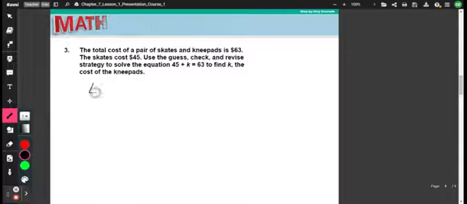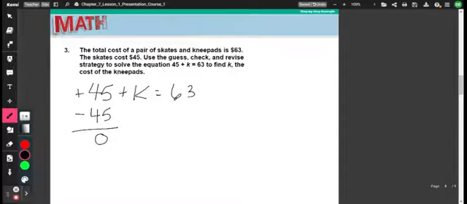So I'm going to do 45 plus k equals 63. I'm going to subtract 45 from both sides, because that's a positive 45, and 45 minus 45 is going to give us 0, which will leave us with k. Then we subtract 45 from 63, which gives us 18.